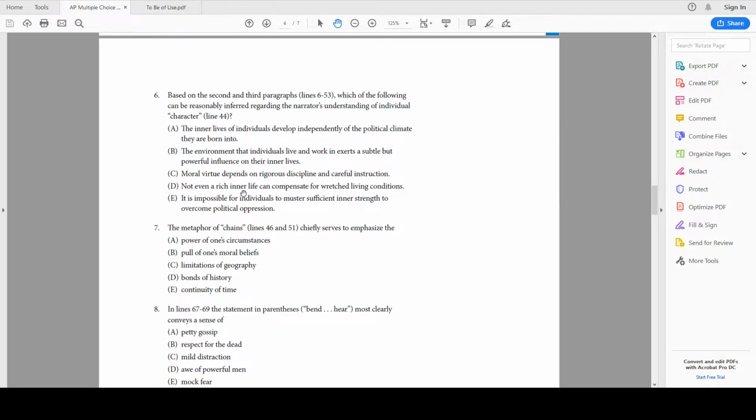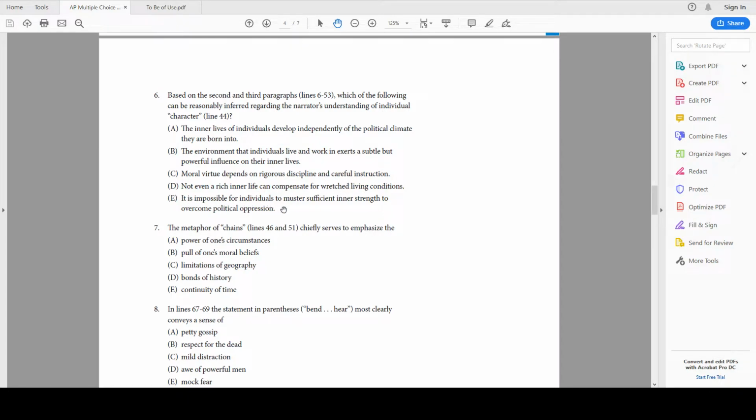Not even a rich inner life can compensate for wretched living conditions. So again, this comes back to understanding the passage. The passage talked about how we understand or how we gain character, not how much power it has or how important it is in the context of being rich or being poor. So I'm going to ignore D.